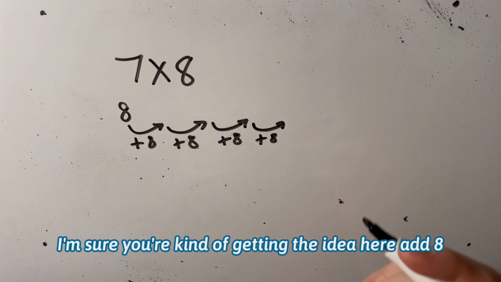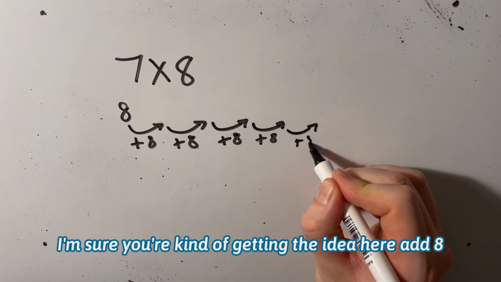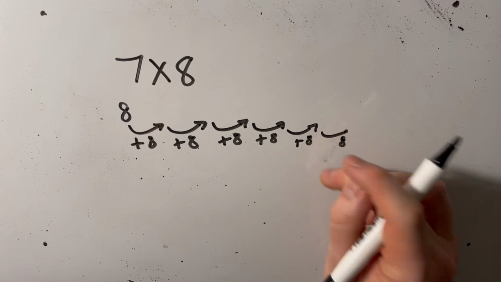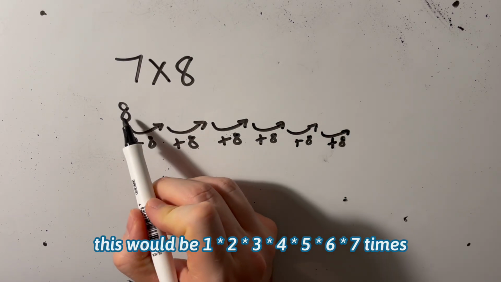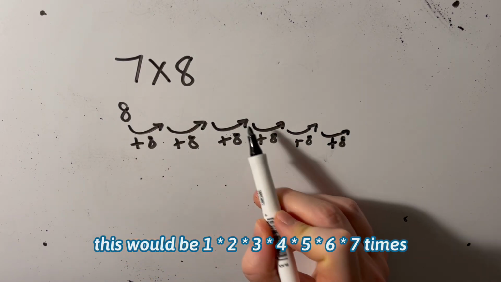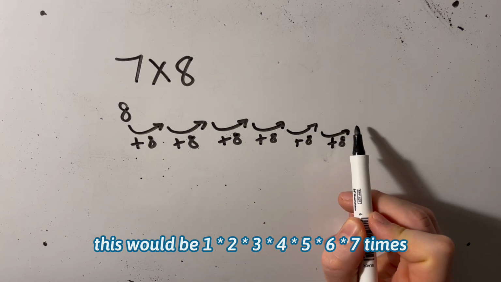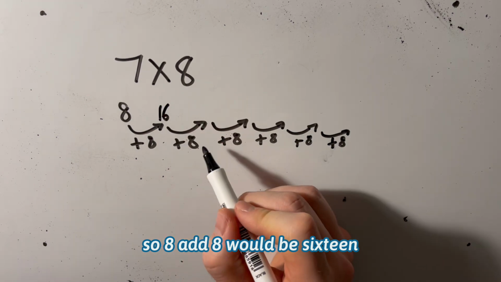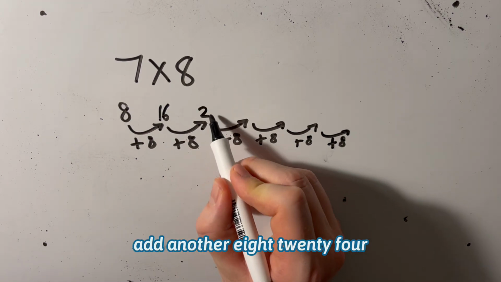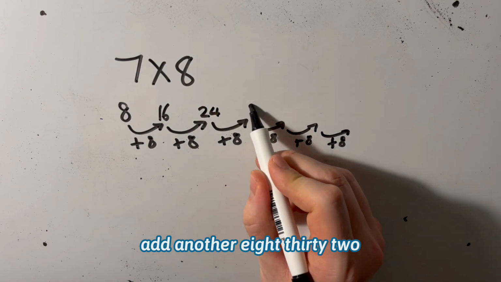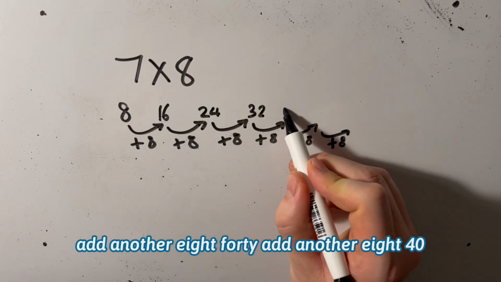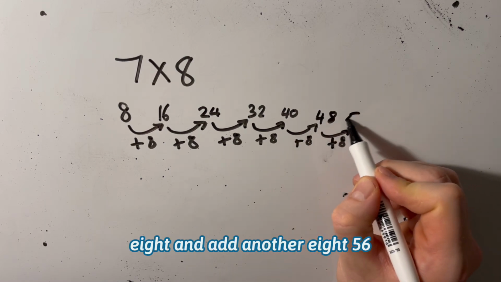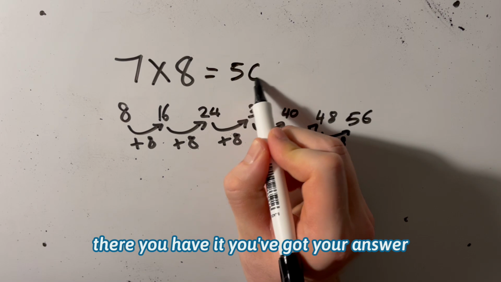I'm sure you're kind of getting the idea here. Add 8, add 8. Oh, that's times by 8. Add 8. And you can see this would be 1 times, 2 times, 3 times, 4 times, 5 times, 6 times, 7 times. So 8 add 8 would be 16. Add another 8, 24. Add another 8, 32. Add another 8, 40. Add another 8, 48. And add another 8, 56. There you have it. You've got your answer.